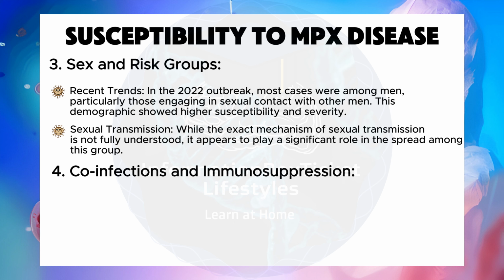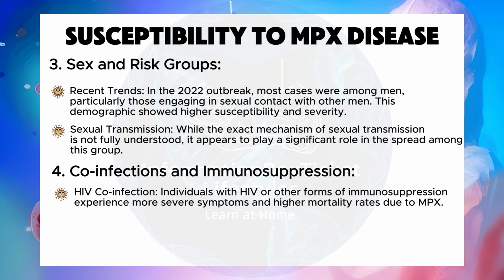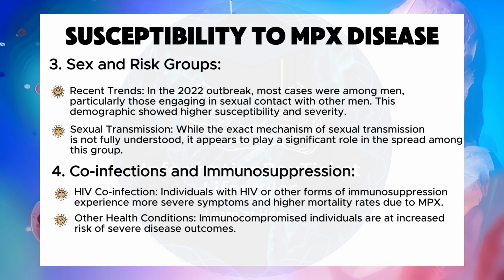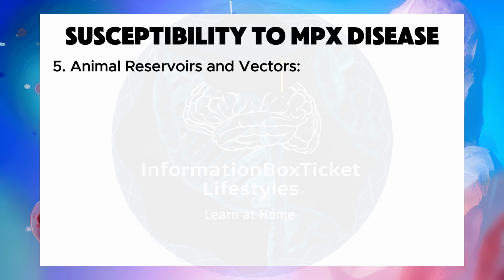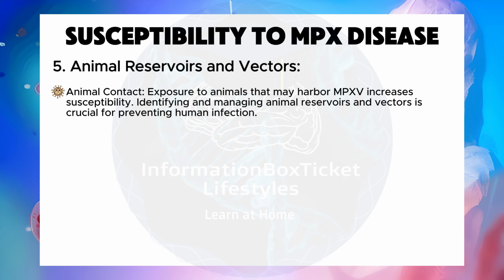4. Co-infections and immunosuppression. HIV co-infection: individuals with HIV or other forms of immunosuppression experience more severe symptoms and higher mortality rates due to MPX. Other health conditions: immunocompromised individuals are at increased risk of severe disease outcomes. 5. Animal reservoirs and vectors. Animal contact: exposure to animals that may harbor MPXV increases susceptibility. Identifying and managing animal reservoirs and vectors is crucial for preventing human infection.